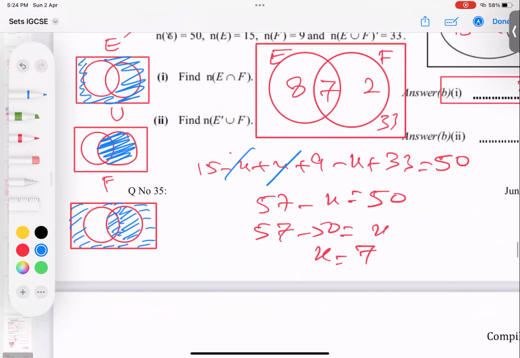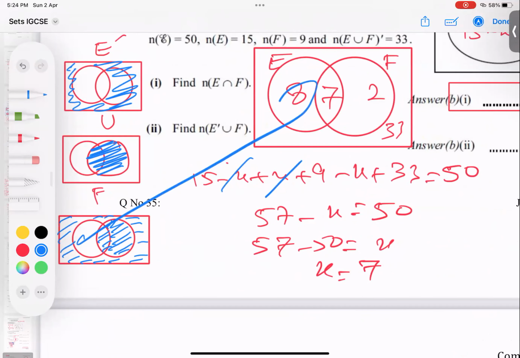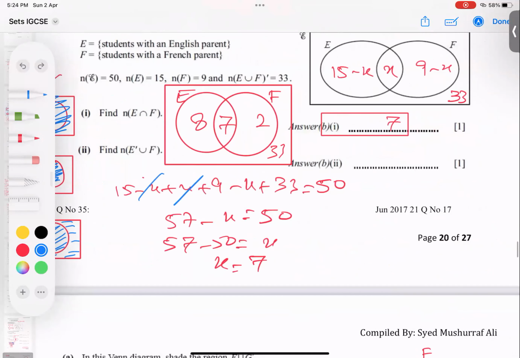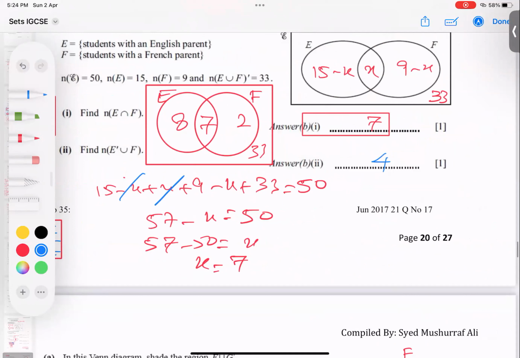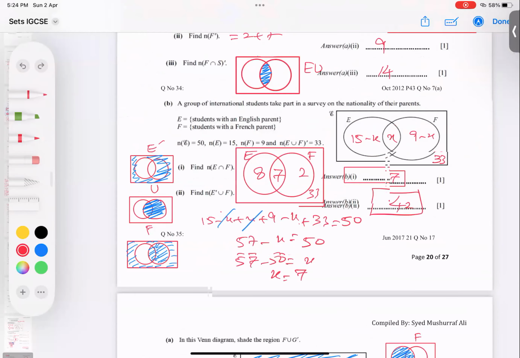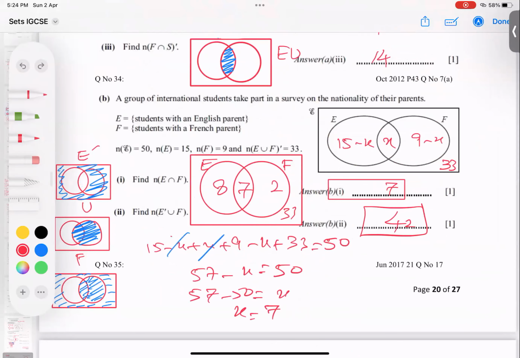And what is the answer? It means students accept this part, take everything. So 7 plus 2, 9. 9 plus 33 gives you 42. I hope you got the point. Let me recheck. Is it correct or not? This is my answer. Let me recheck. 7 plus 2, 9. 9 plus 33, 42. I think so. The point is very, very clear.